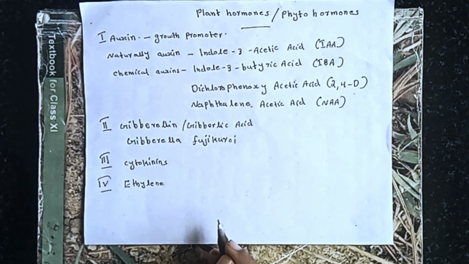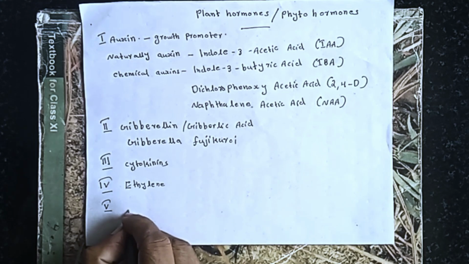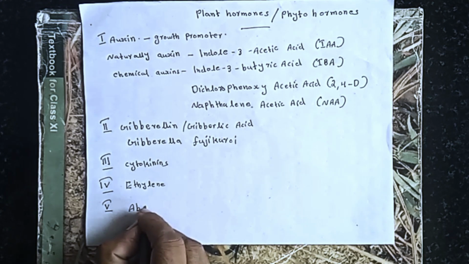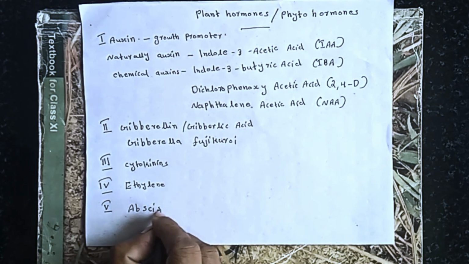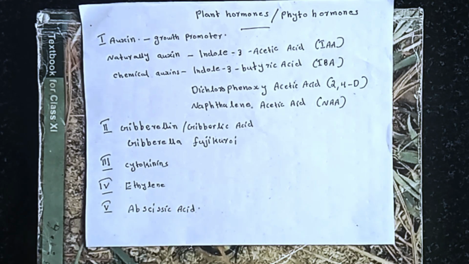Fifth category, abscisic acid. Abscisic acid, also known as dormin, is a naturally occurring growth inhibitor found in a wide variety of plants. It is synthesized in leaves.